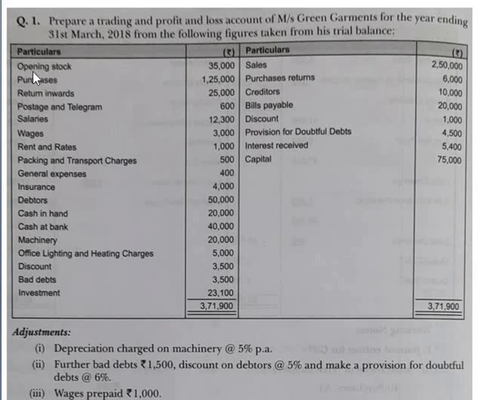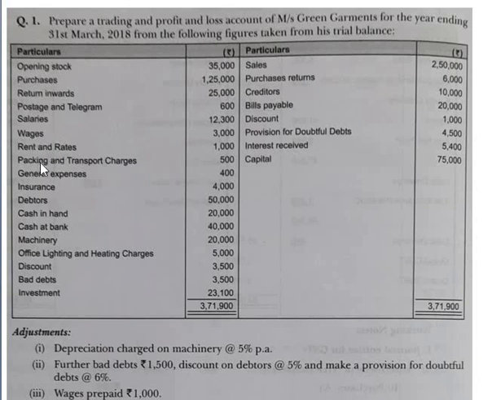Now the first item on the debit side is opening stock. This opening stock will be shown on the debit side of the trading account, which is the first item. Then purchases, debit side of the trading account. Then returns inward, this will be subtracted from the sales to get the net sales. Then postage and telegram, this is an item of the profit and loss account. Then salaries also will be shown on the debit side of the profit and loss account. Wages will be shown on the debit side of the trading account.